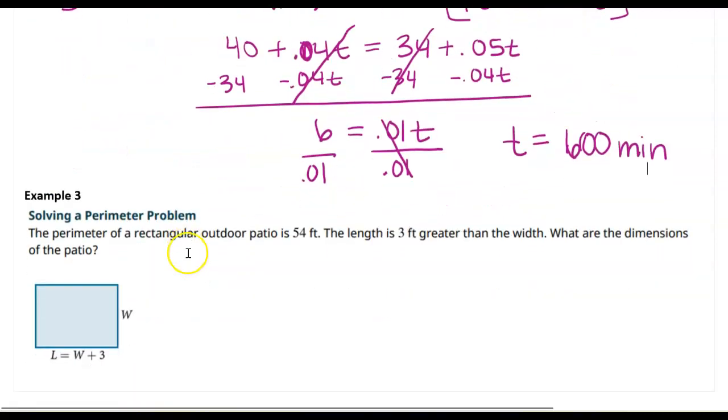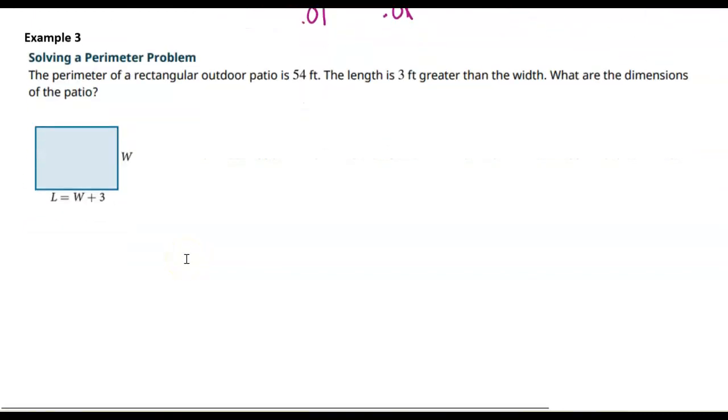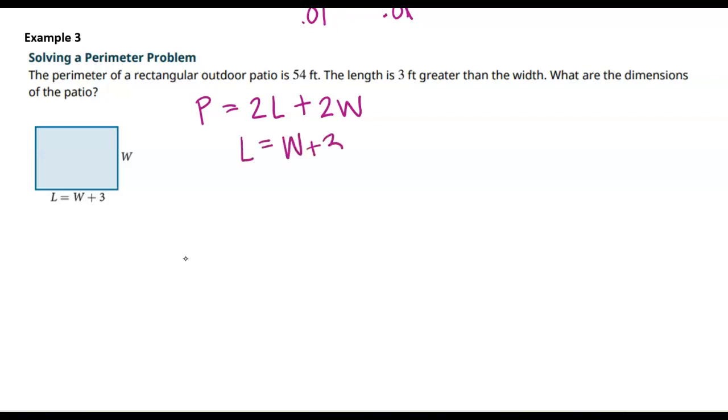All right, let's look at one more problem. The perimeter of the rectangle on this patio is 54 feet. The length is 3 feet greater than the width. What are the dimensions of the patio? Well, perimeter is twice the length plus twice the width when we have a rectangle. We are also given that the length is 3 feet greater than the width, and you can see that in the diagram that was provided in this problem as well.